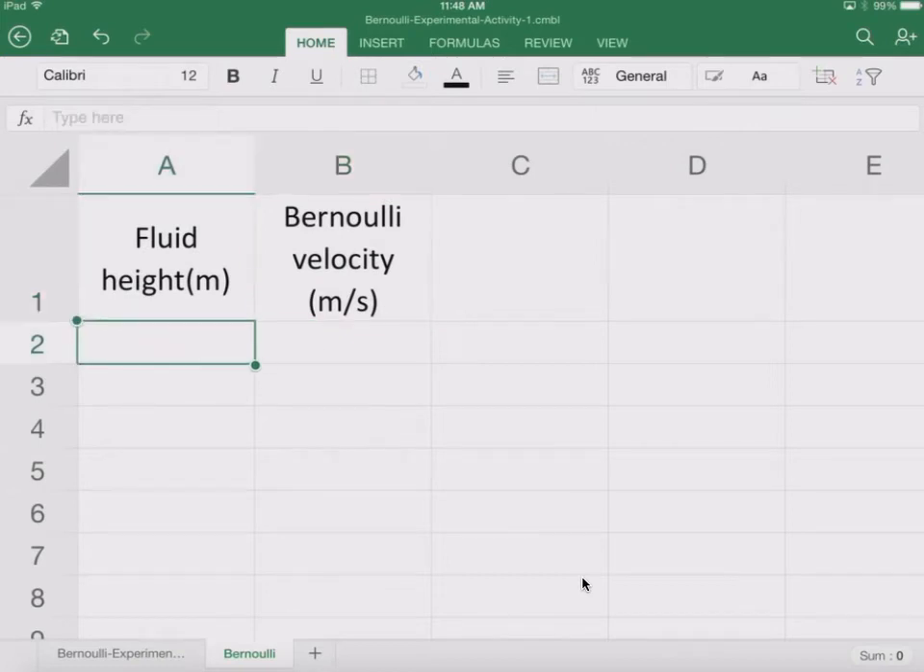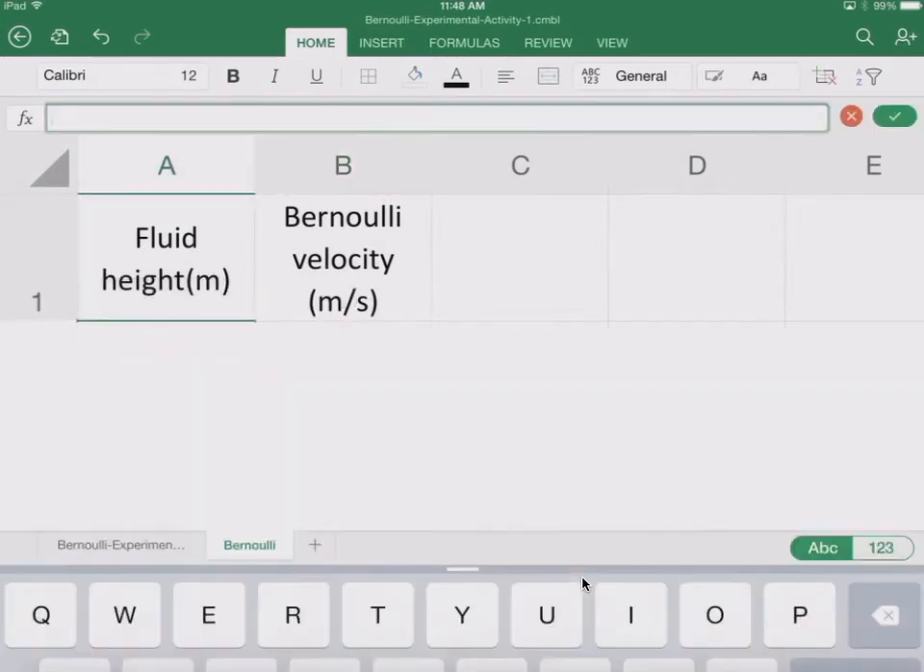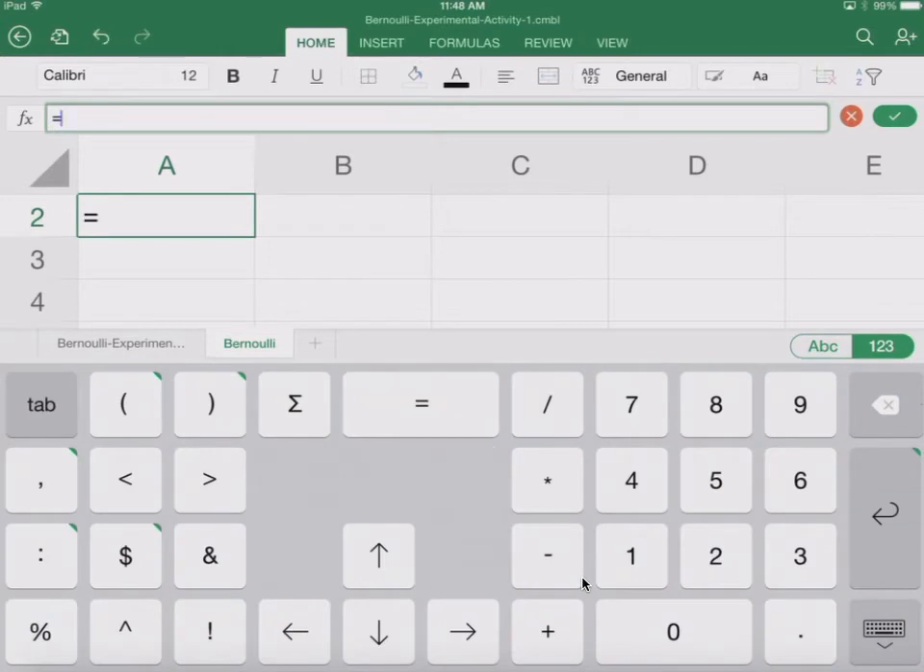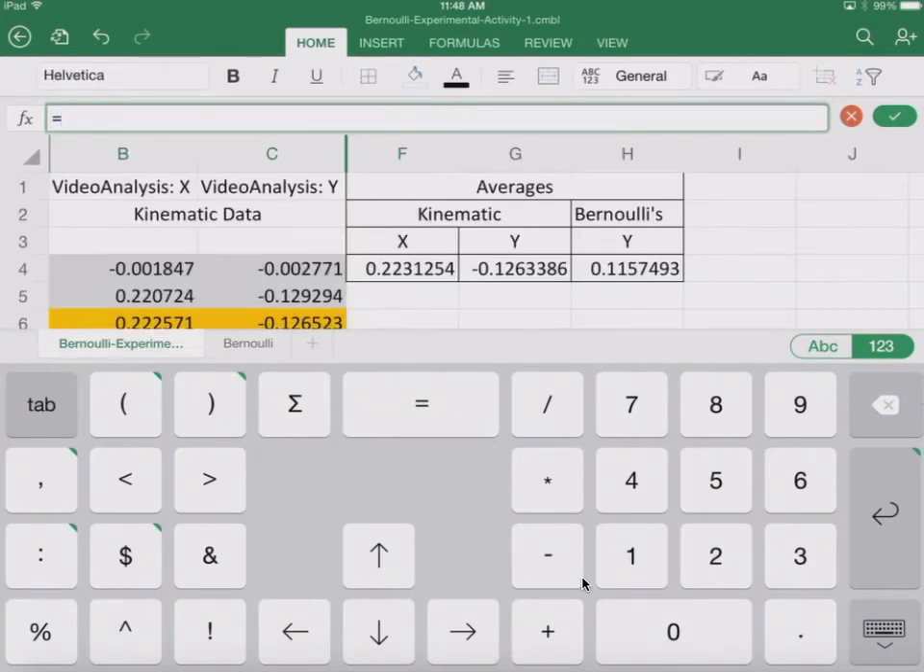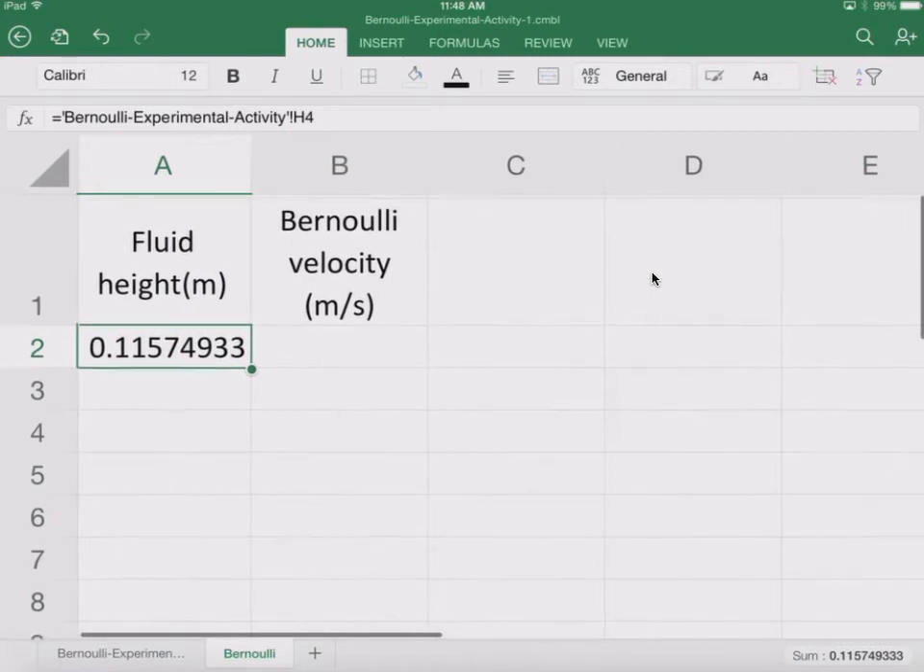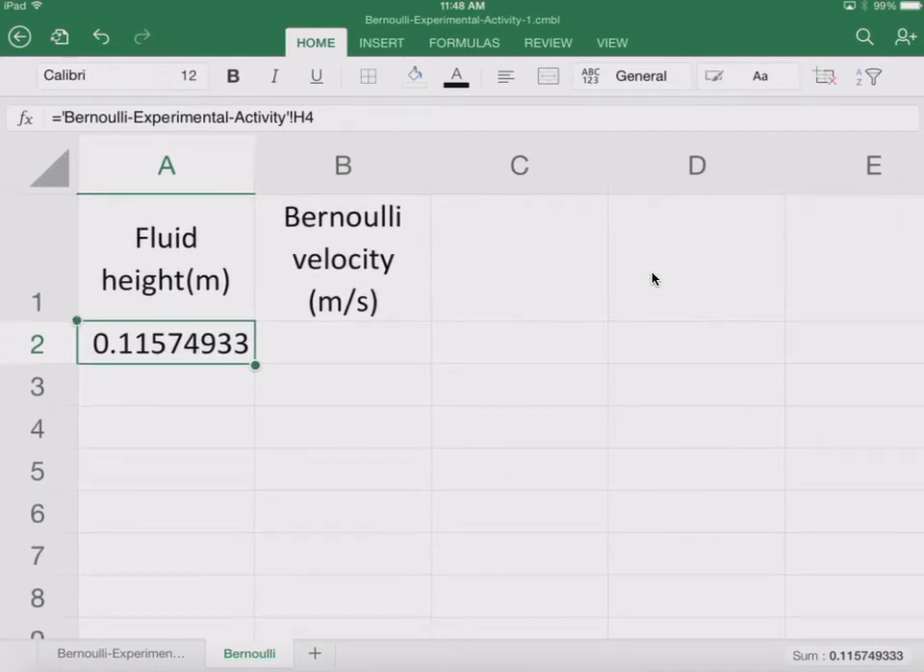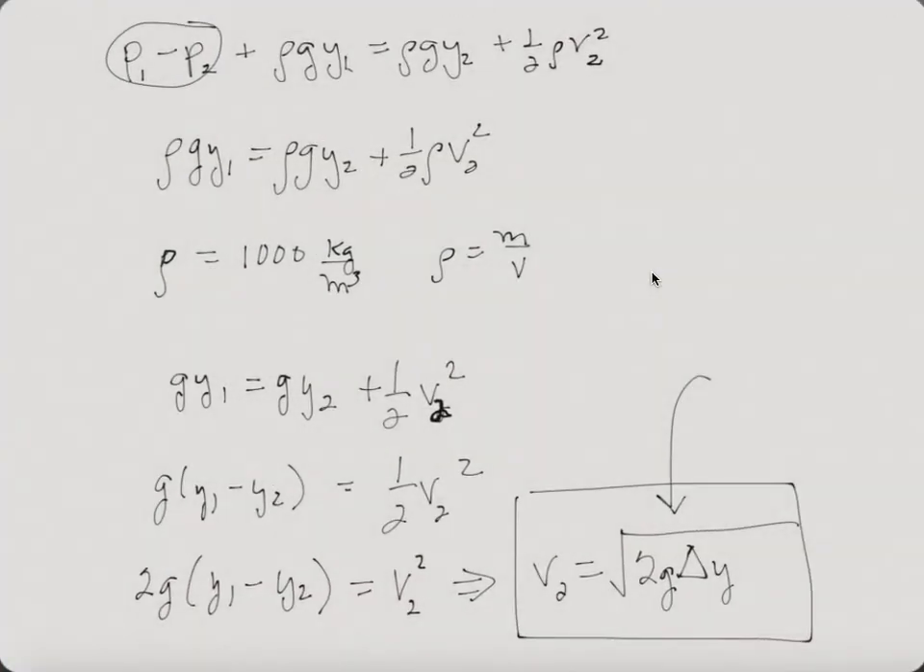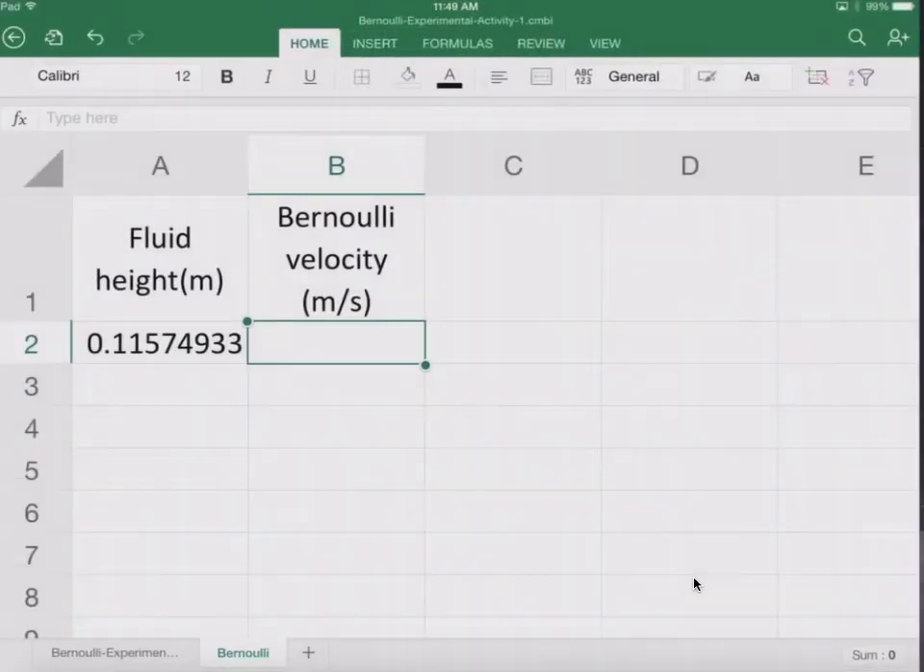So let's go ahead and do that. I'm going to reference the cell from Bernoulli's experiment, and remember that we have our height here. So it's just important for us to know that. Then I'm going to check off. Okay, and then we have our Bernoulli velocity, and again, if we slide over, we see that it's just the square root of 2 times G times delta Y. That's our delta Y.